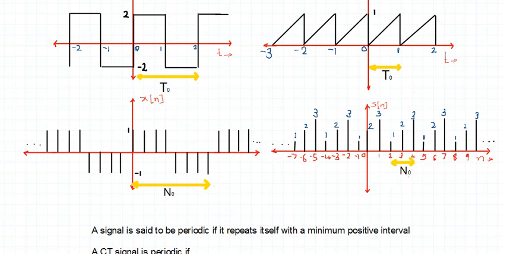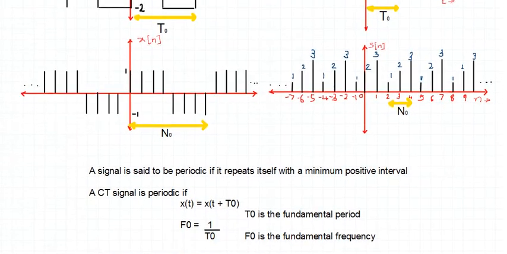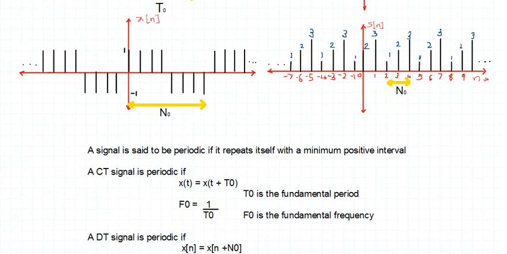Putting this in a mathematical form, we get a mathematical representation for periodic signals. If a signal is periodic, and we shift the signal by a period T naught, doing the shifting operation x(t + T naught) or x(t - T naught), what do we get? We get the same signal, the original signal. So shifting by a period T naught results in a similar signal. This is true for periodic signals.